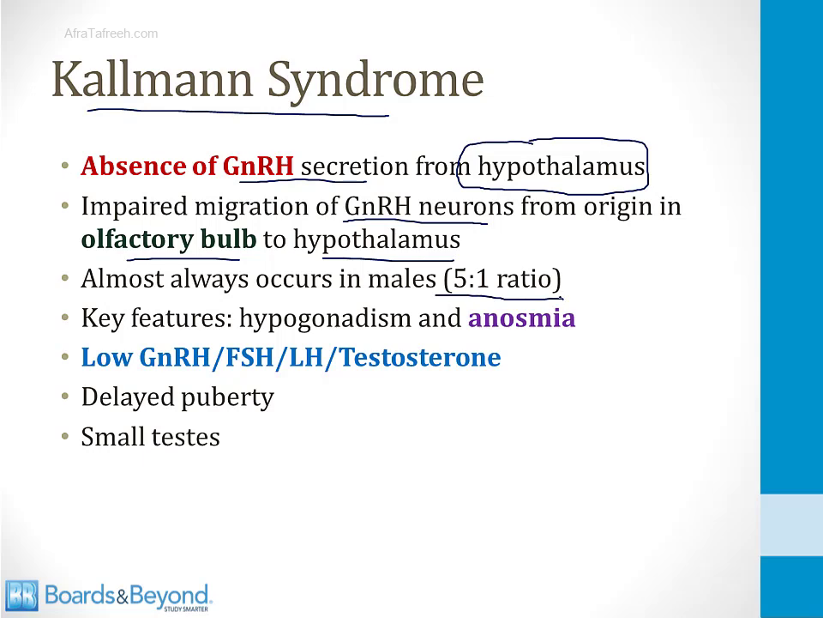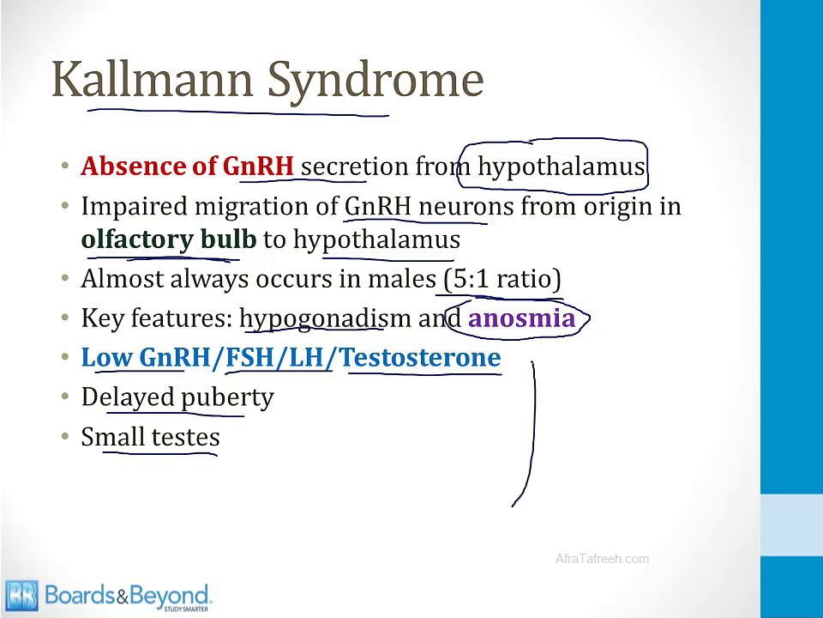And a key feature here is hypogonadism, which you would expect from the loss of GnRH, and also anosmia. And this is the thing to remember so you can recognize this syndrome in a board question. Because it involves abnormalities of the olfactory bulb, these people often cannot smell. Boys with this condition will have low GnRH levels, also low FSH and LH levels, and low testosterone levels. They will have delayed puberty and small testes. But the thing that will give this syndrome away in a board question is the description of loss of smell.